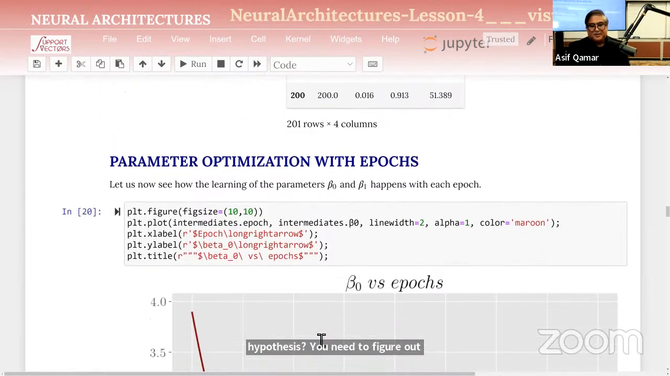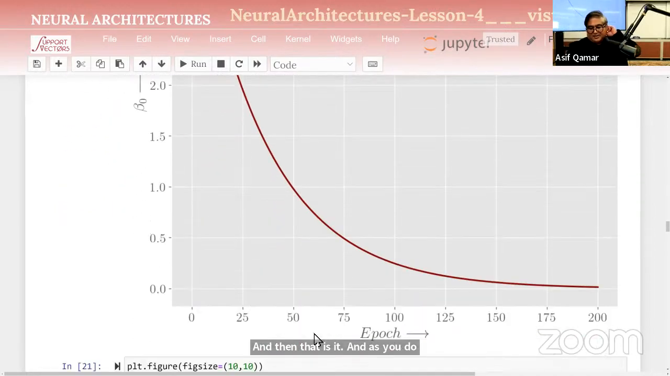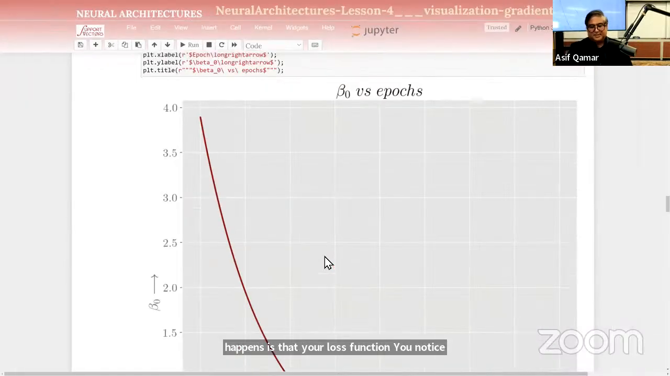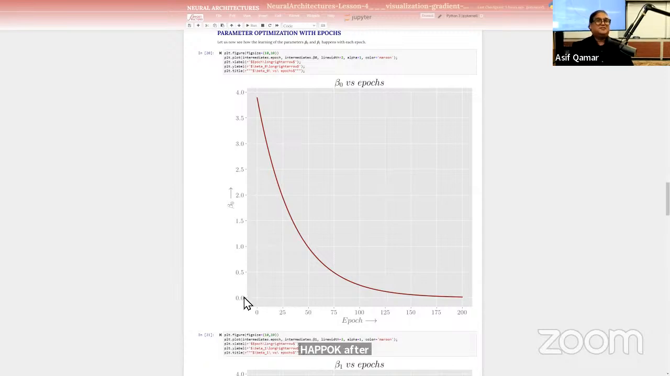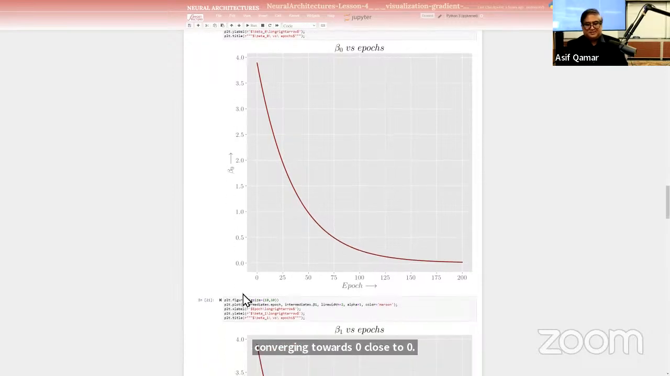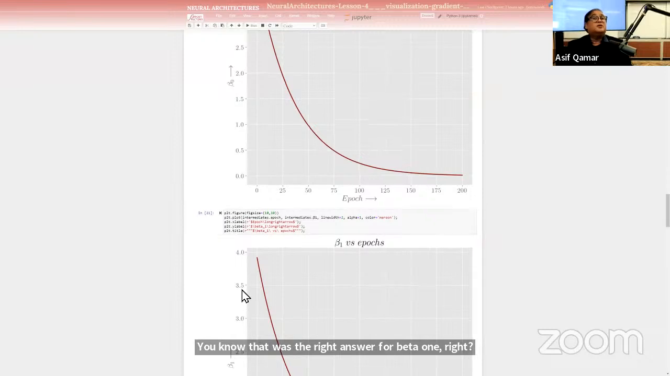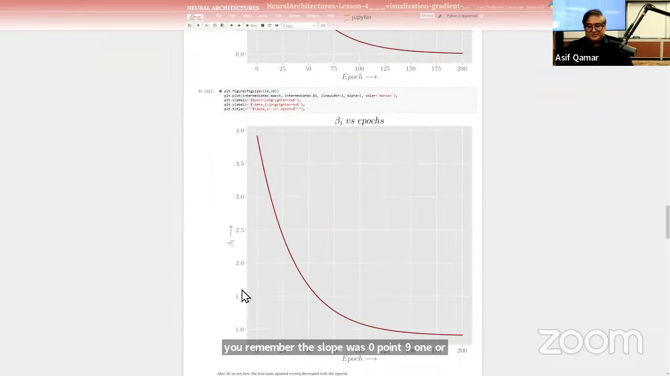And as you do that, gradually what happens is that your loss function, you notice that gradually, if you look at beta naught, what is it doing? You chose some random value 4. It is gradually, rapidly converging, epoch after epoch, it's improving. And it seems to be converging towards 0, close to 0. You know that was the right answer, right? The intercept was close to 0. Likewise, for beta 1, if you remember, the slope was 0.91 or something like that. So let's see, where is it converging? Look at this, epoch after epoch. As you go on training it, where does it go? It goes towards 0.91, right? Or point something, right? So both of the parameters converge to the right answer, what does that mean geometrically?